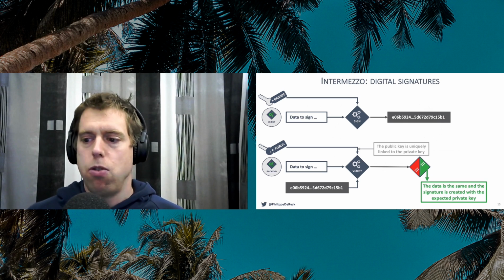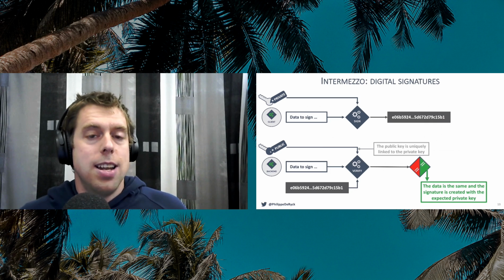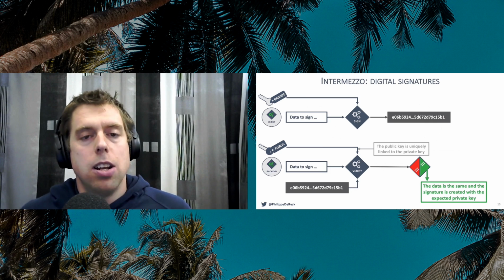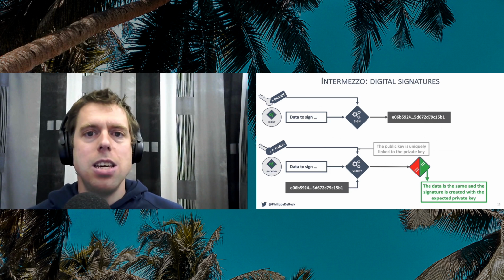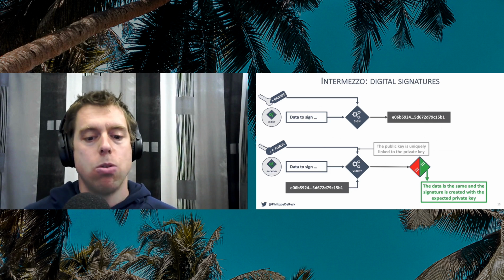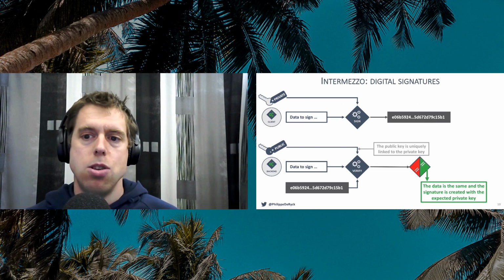Every private key has a public key and vice versa, and there's a unique mathematical link between both keys. So if you get a positive result, it means that the signature for the data is indeed valid. The data hasn't changed, and the key that you used is the public key that belongs to the private key of the user that you expected.